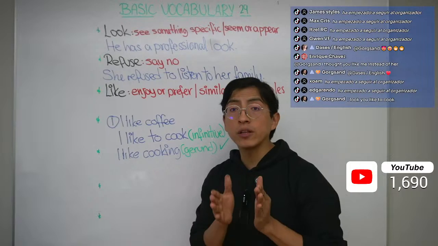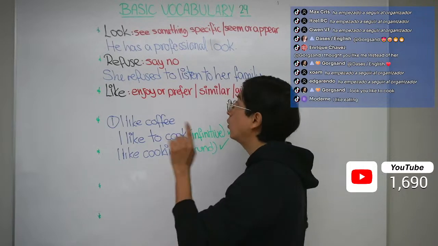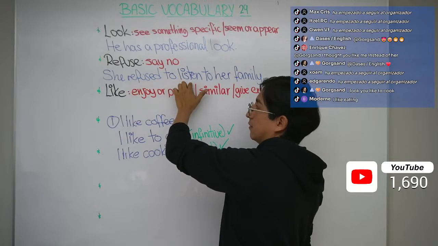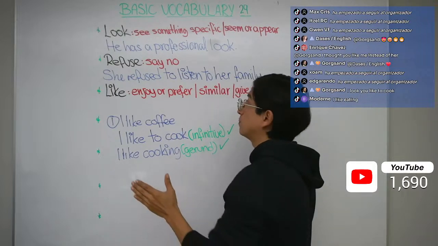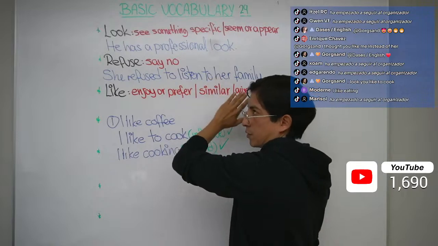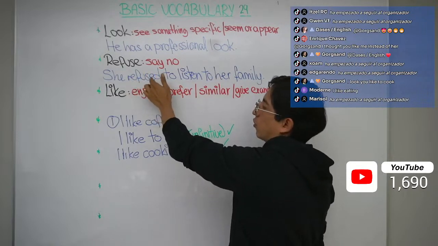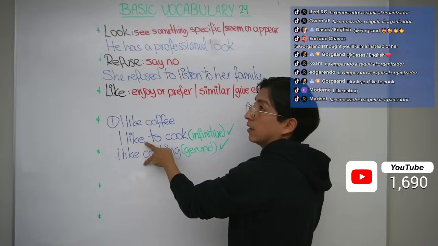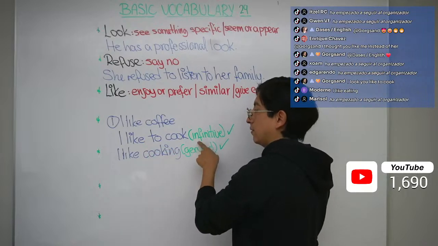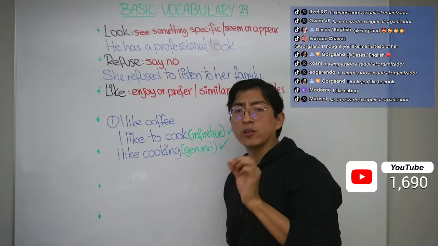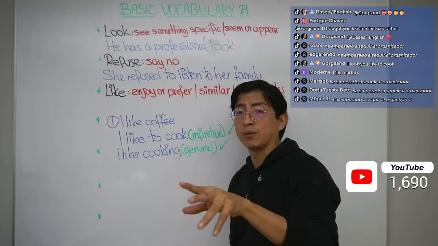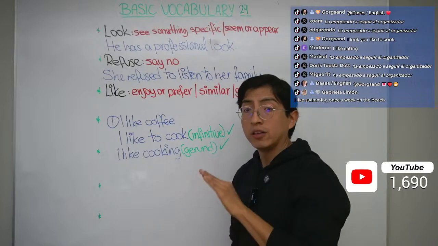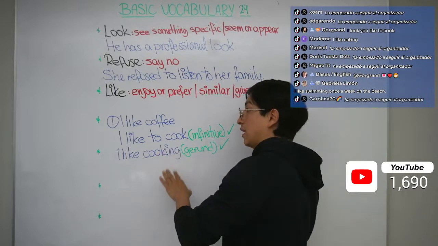So, this is what you have to understand. Some verbs only accept one, such as refuse, right? Do you remember? Refuse to listen. But we never say refuse listening. No. Why? Because refuse only accepts infinitives. Like accepts both infinitives and gerunds. Okay? This is what you have to remember. Put there in the comments some examples using both ways. So this is how you can use like here.